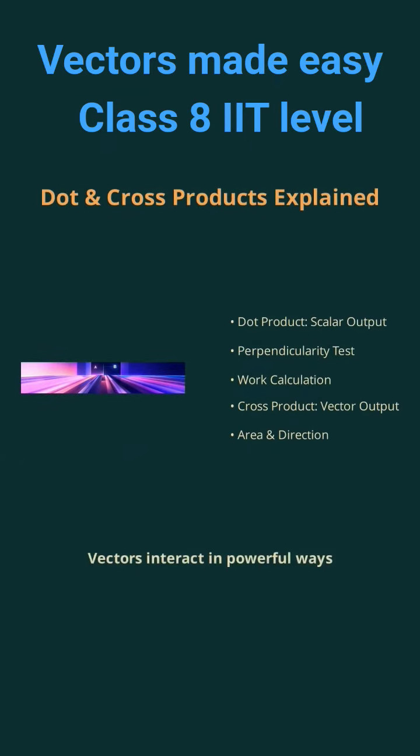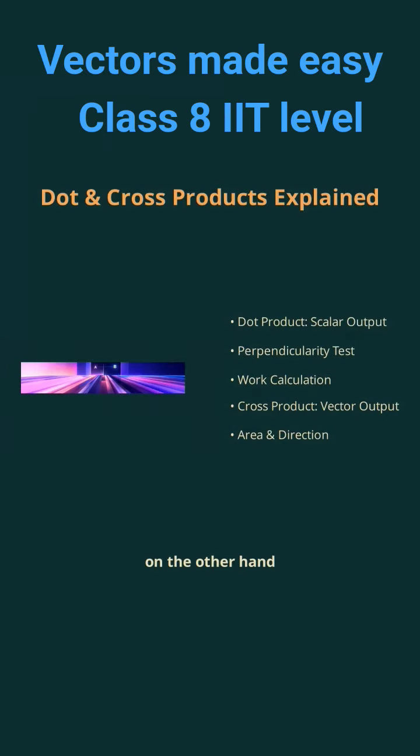Vectors interact in powerful ways through the dot and cross products. The dot product, also called the scalar product, measures how much two vectors point in the same direction and results in a scalar value. It's especially useful for calculating work done by a force. If the dot product is 0, the vectors are perpendicular.